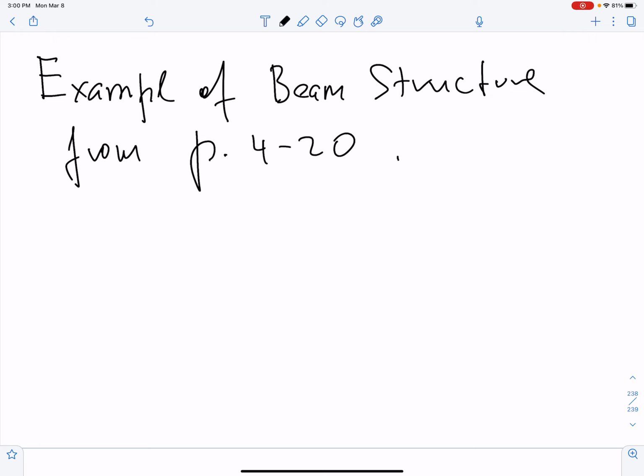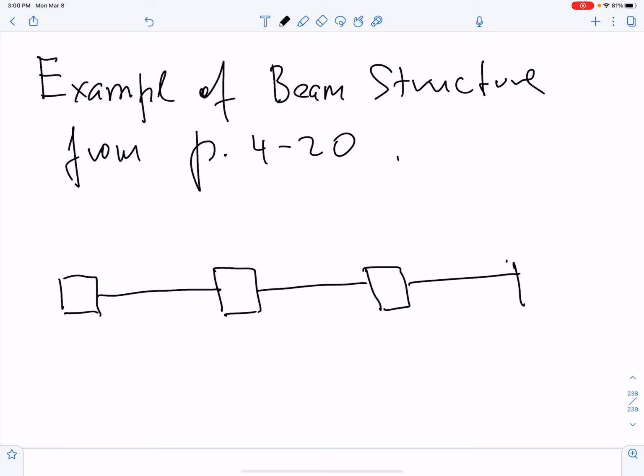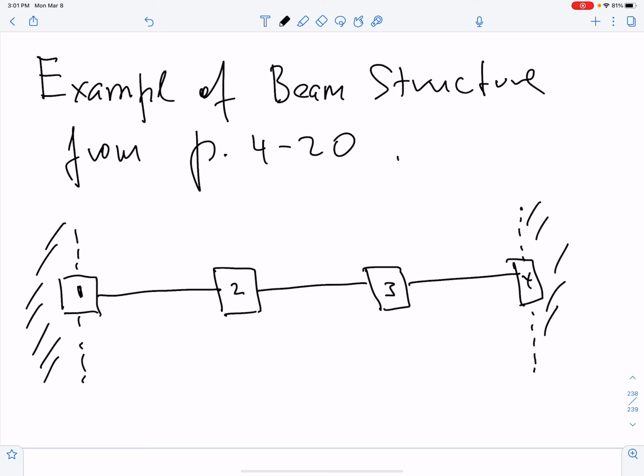Okay, but it's a four-noded structure, so we have three elements. Okay, all beams. Nodes are labeled 1, 2, 3, and 4, like this. The first one, we're going to cantilever it. The last end, we're also going to cantilever it. Number 3, we're going to put on a rolling support.